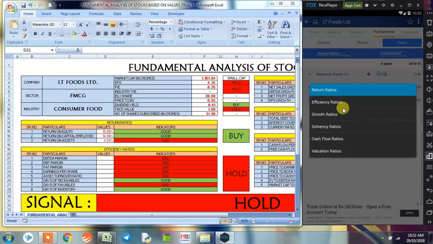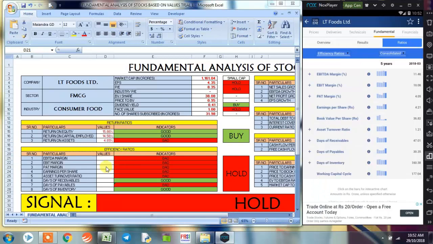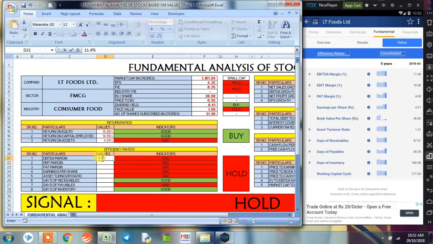Coming on to the efficiency ratio. The first is EBITDA margin, which is 11.46. EBIT margin is 10.08. PAT margin is 4.05. Earning per share is 4.21. This is a trailing EPS. We could say that it is a current EPS.